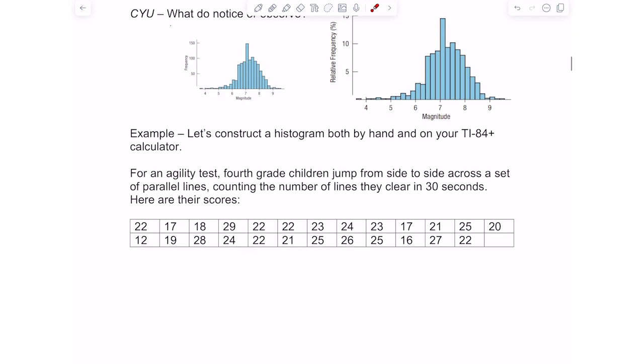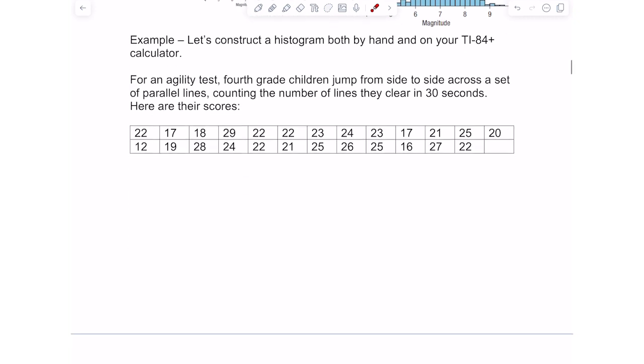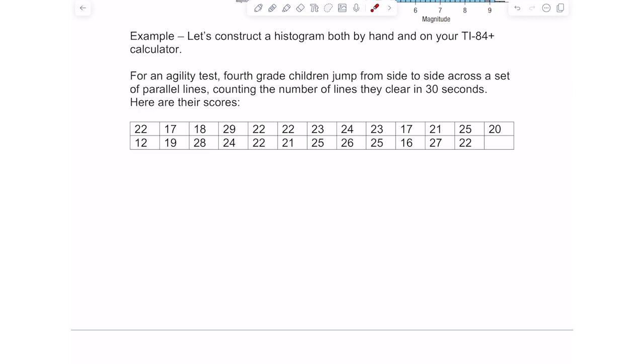We're going to construct a histogram by hand, and then I'm going to direct you to a video that I'm going to place in Canvas, which will show you how to construct a histogram using your TI-84 Plus. Okay. So take a second to pause the video and read the problem. For an agility test, fourth grade children jump from side to side across a set of parallel lines, counting the number of lines they clear in 30 seconds. And then here are their scores. We're going to construct a histogram, a picture of what we see there for our distribution.